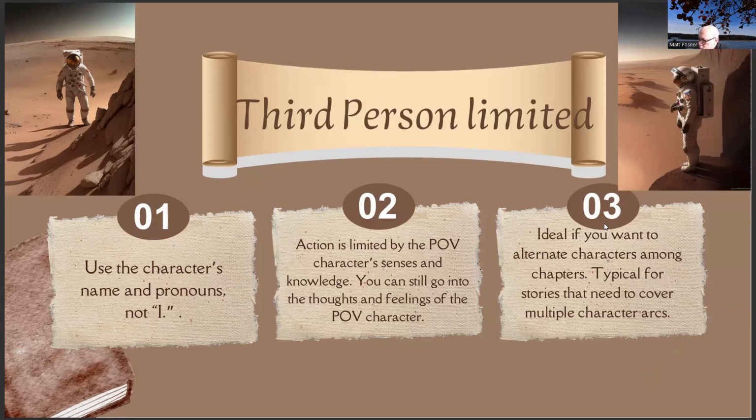This is ideal if you want to alternate characters among chapters. If you have a novel that needs to cover multiple character arcs, I wrote, for example, some works which switched between the two members of a couple. So each chapter would alternate between the heroine and the hero. This is also very common in thrillers and in some fantasy, where a lot of characters are included in order to tell a broader story.